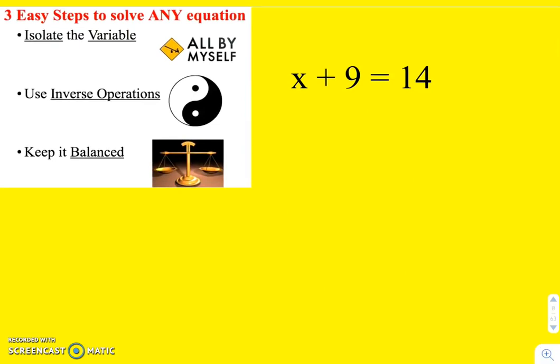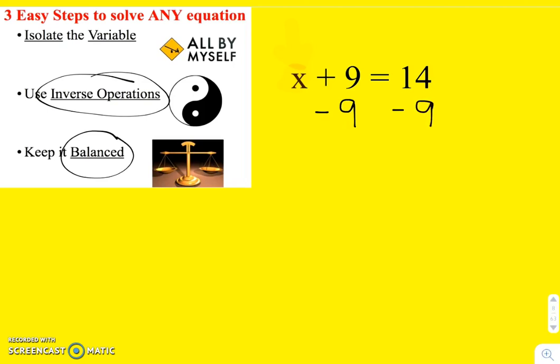x plus 9 equals 14. I need to isolate the variable of x. In order to do that, I need to get rid of a plus 9. The inverse operation of adding 9 is subtracting 9. So right underneath, I'm going to subtract 9. I need to keep it balanced. So if I subtracted 9 from the left side, I need to subtract 9 from the right side. Put my long equal sign. On the left side, I'm left with an x. These 9s canceled each other out, and that would be equal to 5.